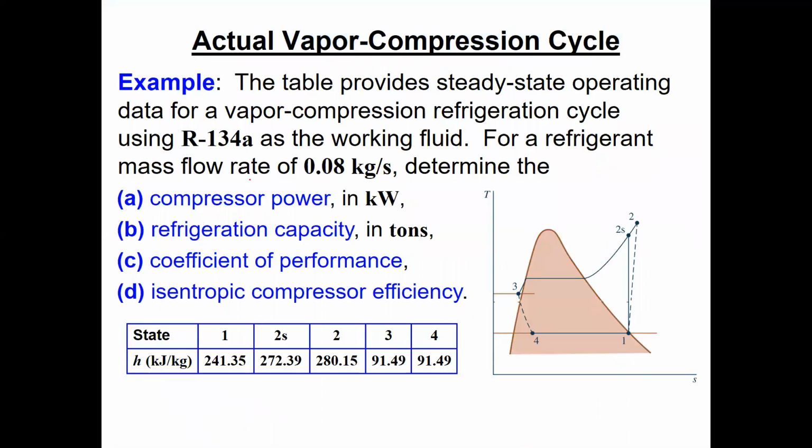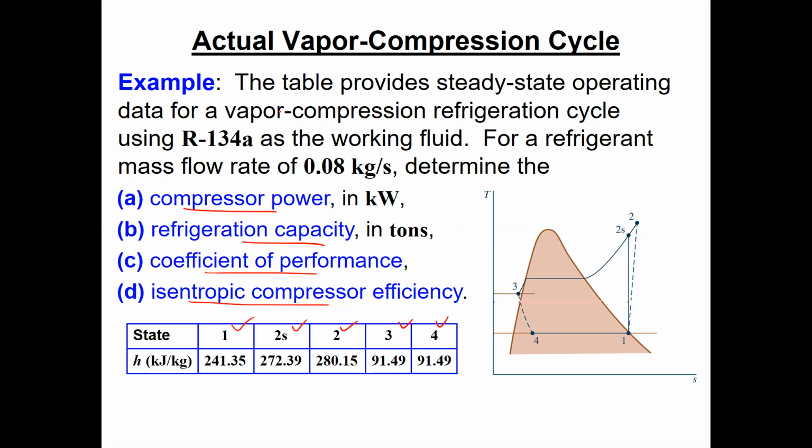So let's look at this problem. This is a simple problem on the actual vapor compression cycle. Here we have been provided with the properties at different states, and we have been asked to calculate the compressor power, refrigeration capacity, COP, and isentropic compressor efficiency. This is a very simple problem, and most of the problems that we deal with in vapor compression systems are rather easy to work with, having solved much more complicated problems when we were dealing with Rankine cycles and its modifications in chapter 8, or even the Brayton cycle and its modifications in chapter 9.